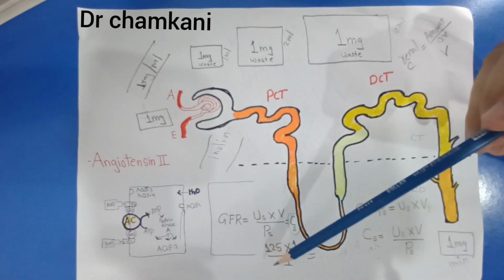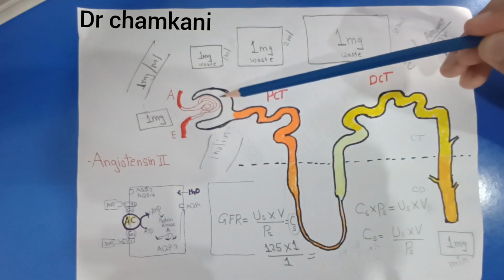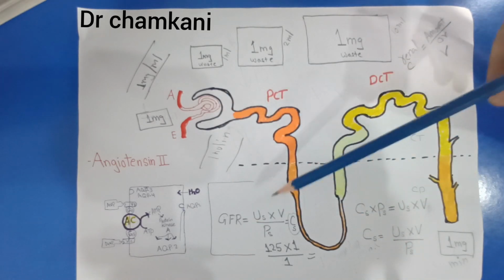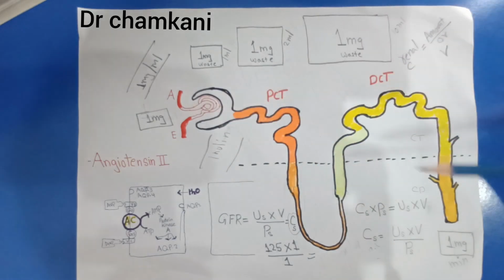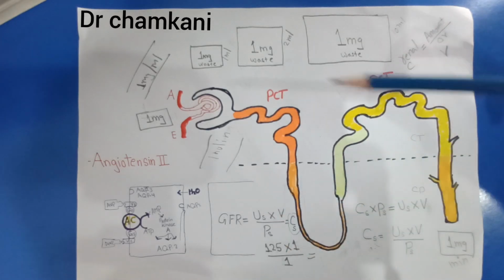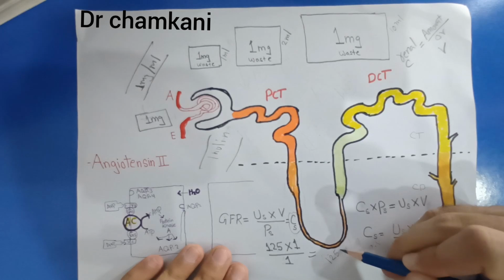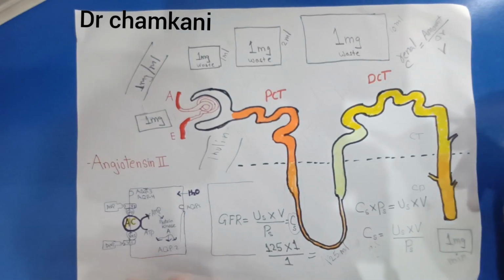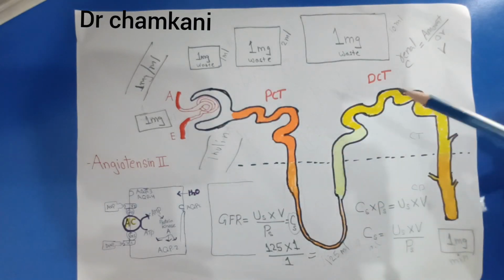Now putting these values in this equation, it is the same equation, but here, because there is filtration but no reabsorption and no excretion, the clearance is equal to GFR. The amount of inulin filtered here is equal to the amount of inulin excreted in the urine. So we put the values and we get the result as 125 ml. 125 ml is the clearance. It is the GFR of this kidney.